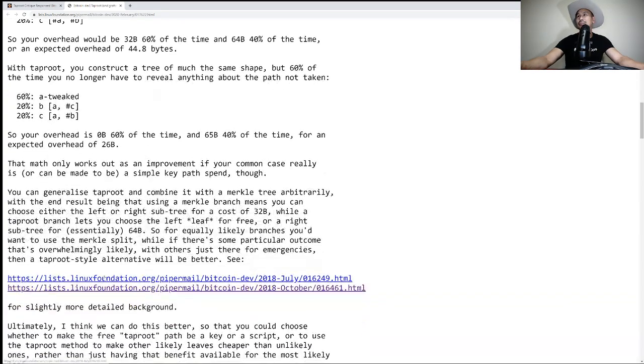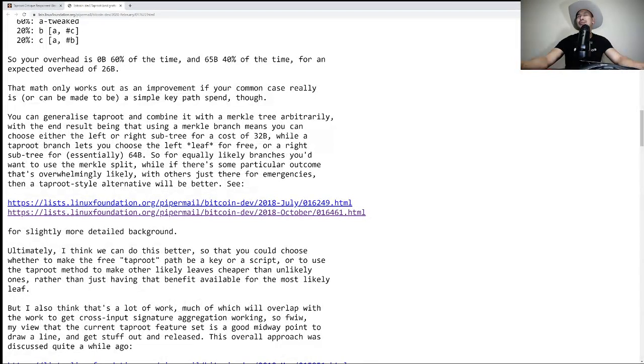You can generalize Taproot and combine it quickly with a Merkle tree arbitrarily, and the end result being that using a Merkle branch means that you can choose either the left or right subtree for a cost of 32 bytes, while a Taproot branch lets you choose the left leaf for free.